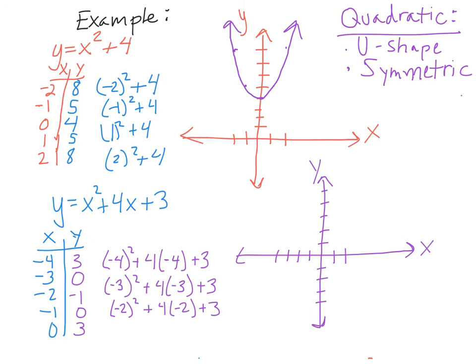Okay, so negative 4 for the x. 1, 2, 3, 4, and up 3. 1, 2, 3. Okay, negative 3, 0. Okay, that's negative 3 and zero right here. Negative 2, negative 1, negative 1, 0, and 0, 3.